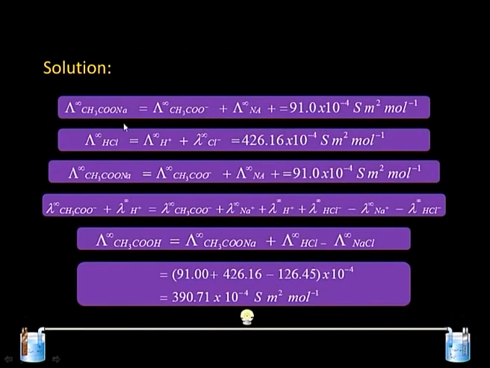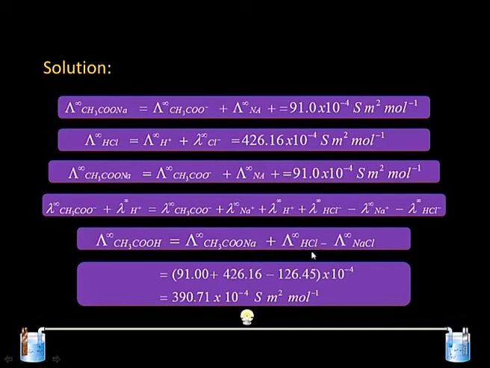Sodium acetate is a salt and a strong electrolyte, and its molar conductance according to Kohlrausch law has to be the sum of these two. Similarly, for a strong electrolyte like HCl, the Kohlrausch law suggests this has to be the sum of the individual ions, and the total sum is already given here. So, by simple addition and subtraction of the terms, we are in a position to find the acetic acid equivalent conductance.